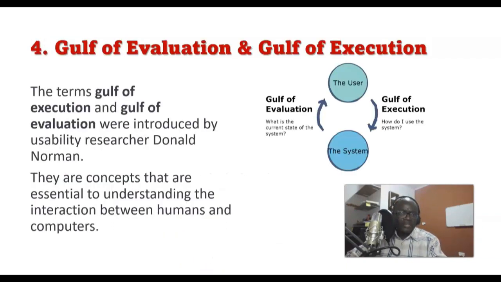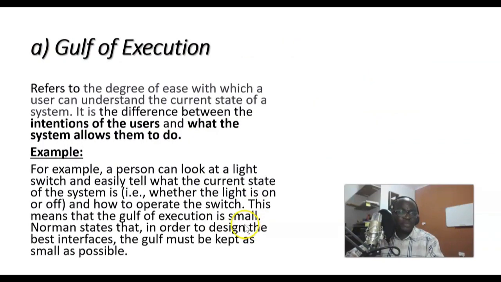Now let us look at that in detail. Gulf of evaluation and gulf of execution. What's the difference between the two? This is summarized in this diagram. So you have the user, you have the system. Gulf of evaluation: here what you're looking at is, what is the current state of the system? And then the gulf of execution: how do I use the system? Now, what do we mean by this? Let us break it down. The terms gulf of execution and gulf of evaluation were introduced by usability researcher Donald Norman. They are concepts that are essential to understanding the interaction between humans and computers.